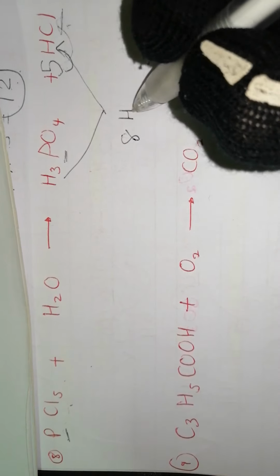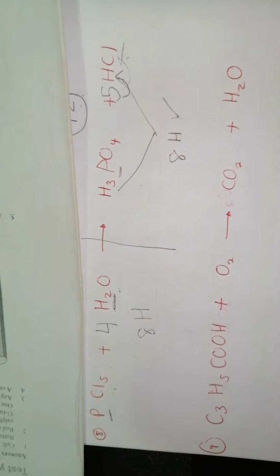Now, I have to put a coefficient in front of here. So when I multiply it by 2, it must give me 8. What if you multiply it by 2 will give you 8? It will be a 4. So 4 times 2 will give me 8 hydrogens. So now I have 8 hydrogens on this side, 8 hydrogens on this side. So the hydrogens are fine.